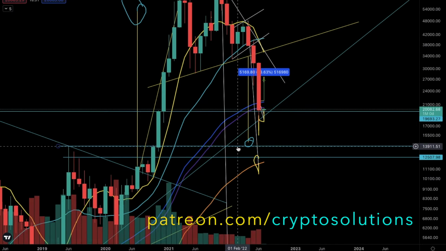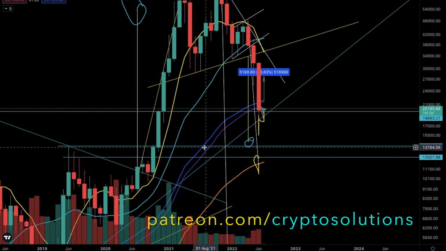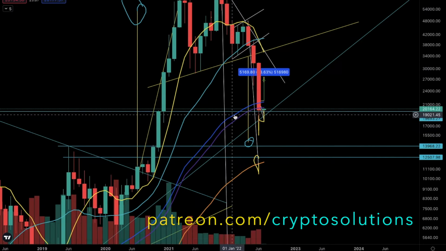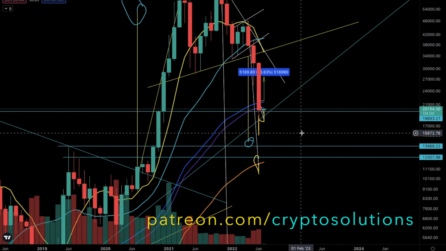You see this monthly body candle close. You see these monthly simple moving averages. This dark blue is the 50 simple moving average in the monthly time frame, and this purple line is the 55 simple moving average in the monthly time frame.